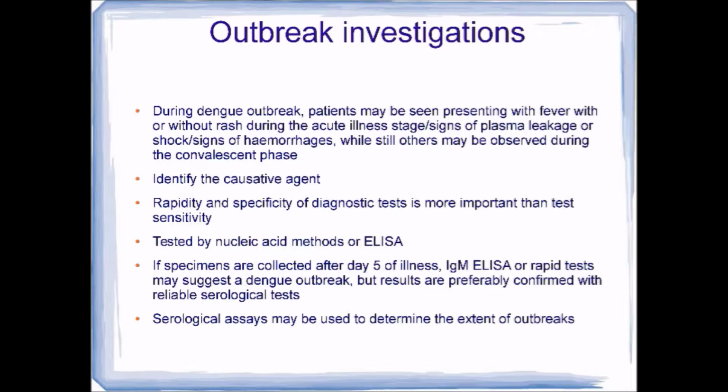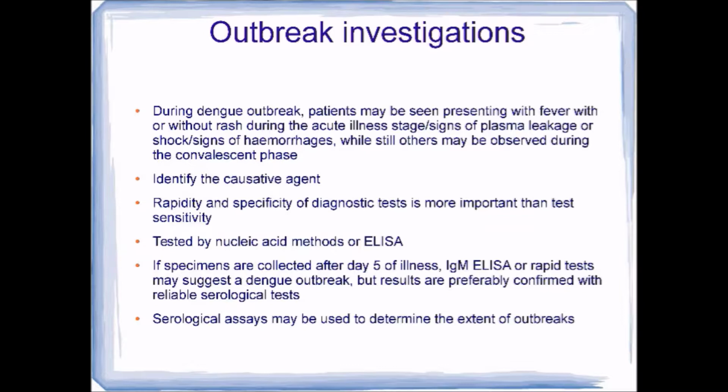One of the priorities in a suspected outbreak is to identify the causative agent so that appropriate public health measures can be taken, and physicians can be encouraged to initiate appropriate acute illness management. In such cases, the rapidity and specificity of diagnostic tests is more important than test sensitivity. Samples collected from febrile patients could be tested by nucleic acid methods in a well-equipped laboratory or a broader spectrum of laboratories using an ELISA-based dengue antigen detection kit.